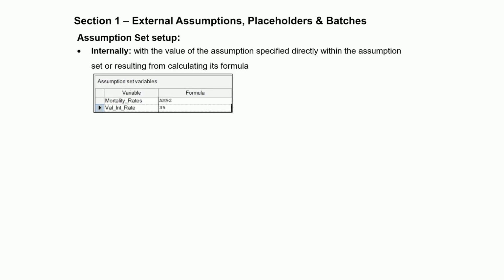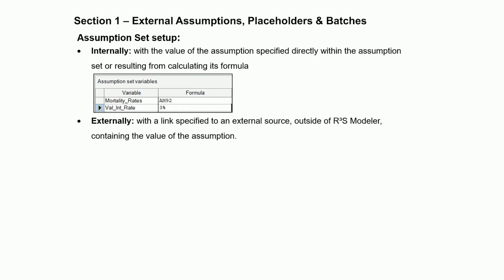In Modeler, each assumption within an assumption set can be set up in one of 2 ways. Internally, the assumption value is either specified directly within the assumption set or derived from its formula. Defined externally with a link specified to an external source outside of Modeler containing the value of the assumption.